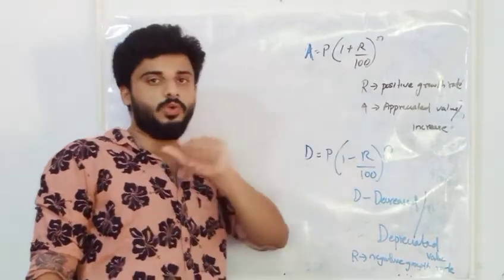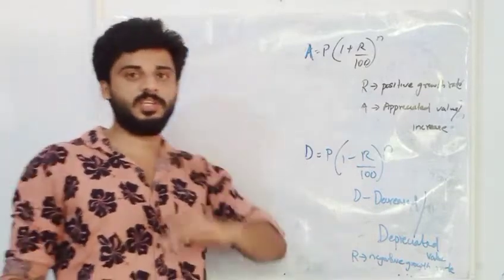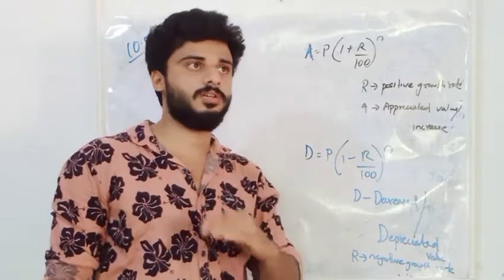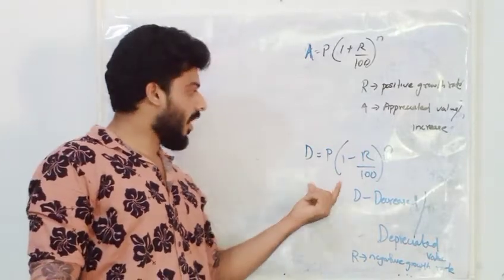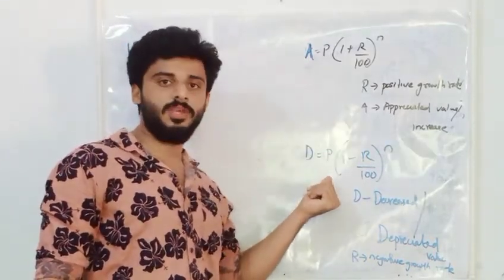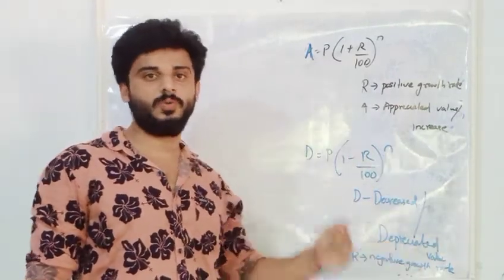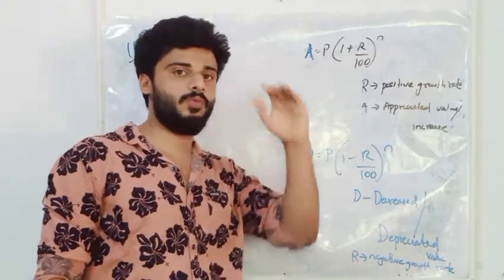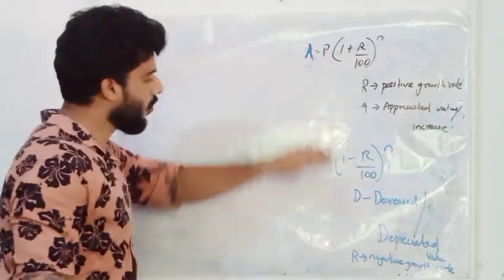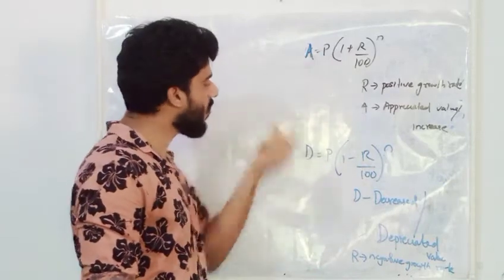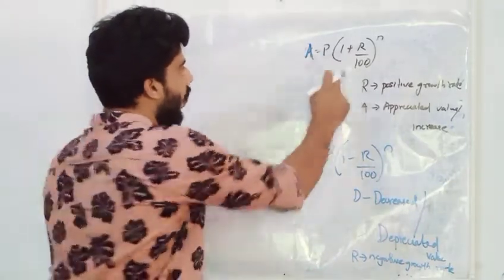And if the question is about a product that has decreased, or how much decrease has occurred in the cost after some years, our equation will be this. D means decrease, or depreciated value. Depreciated value means the value which is decreased. And the R for this equation will be the negative growth rate. The main difference between these two equations is just positive and negative.